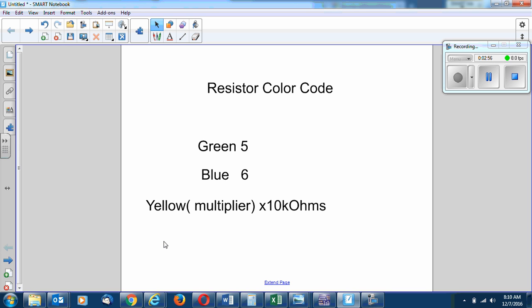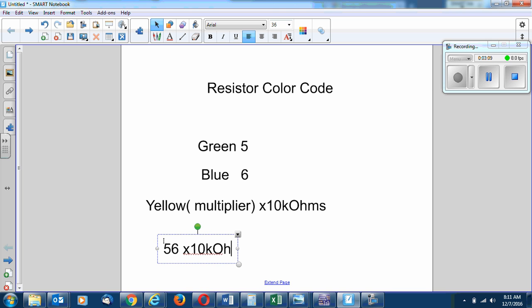All right, so this is what I have in the end. I have a 5, I have a 6. I just write them next to each other, and when I write them down like this, I get 56 times 10k ohms. So when I multiply it out, I end up with 560 kilo ohms. Very simple. Okay, so let's do another example.